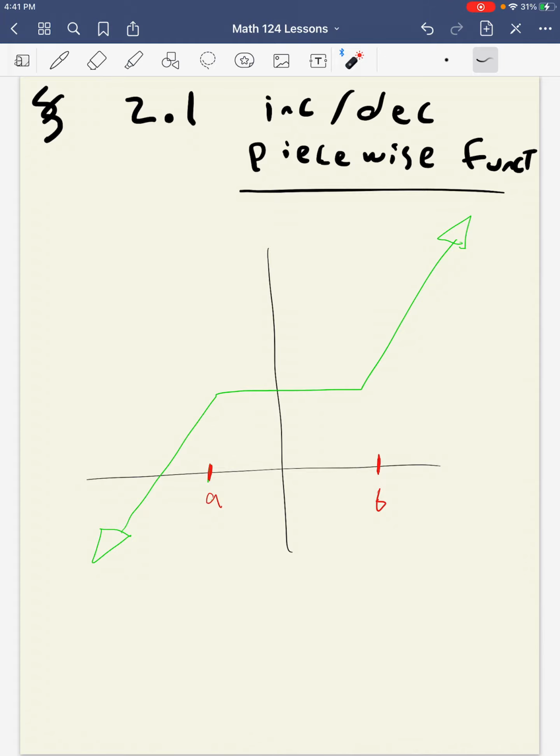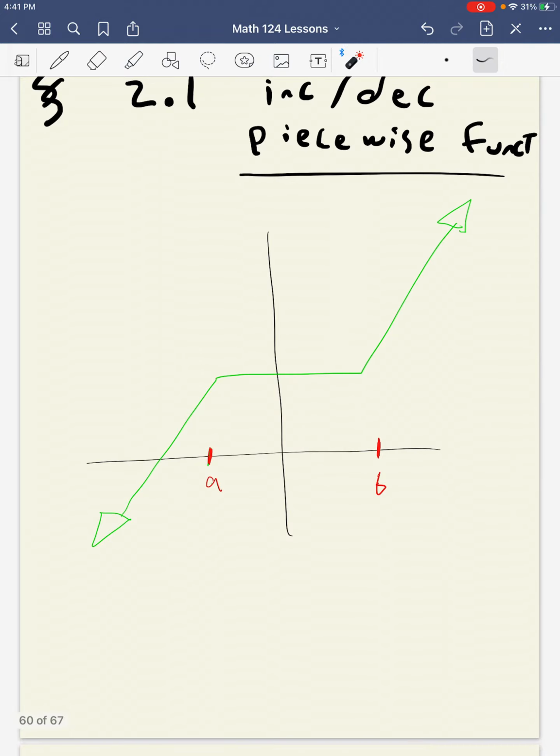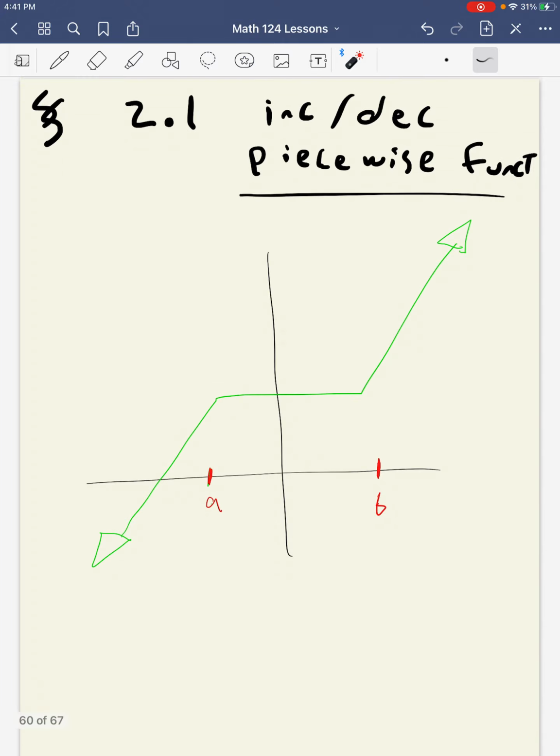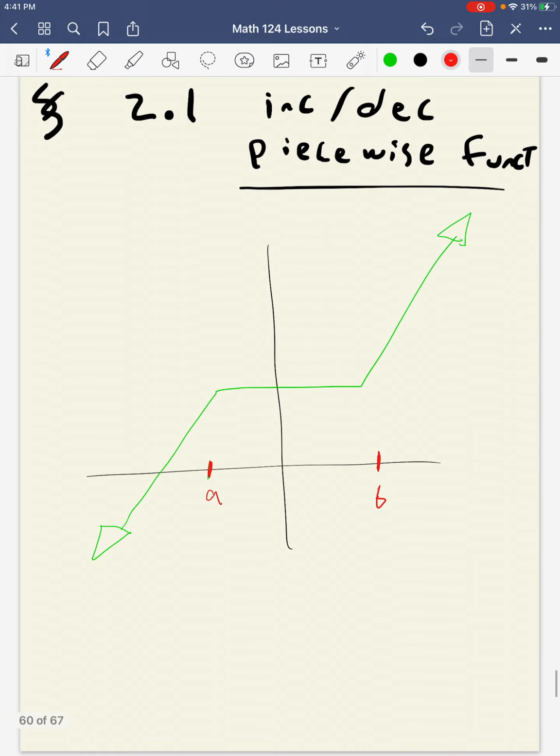Now let's read this graph from left to right. So if we're looking at it from left to right, then we say this is increasing, right? And we say this is constant when it's the horizontal line. So how do we put this in a more mathematical way?